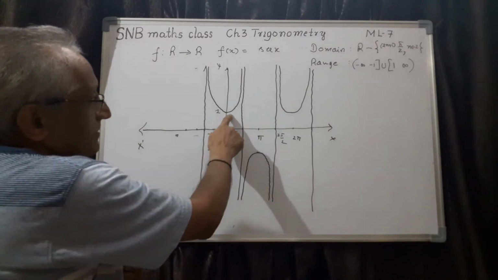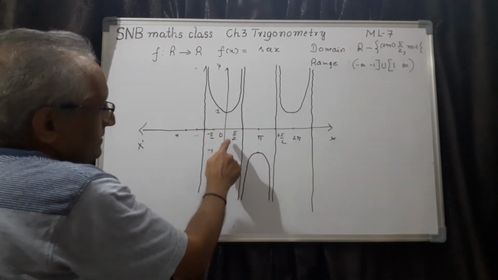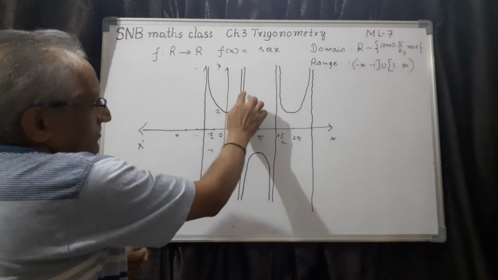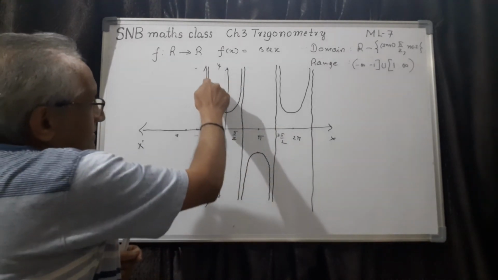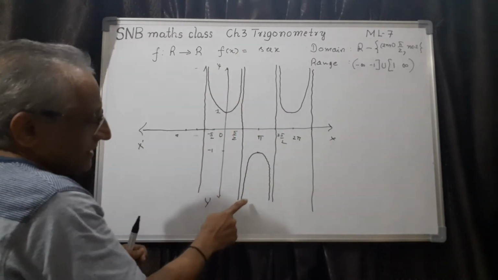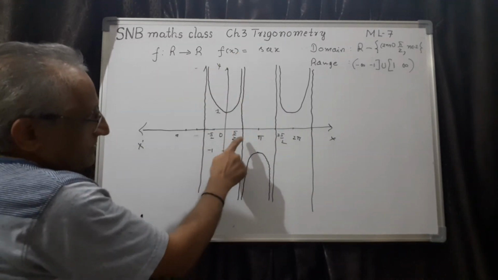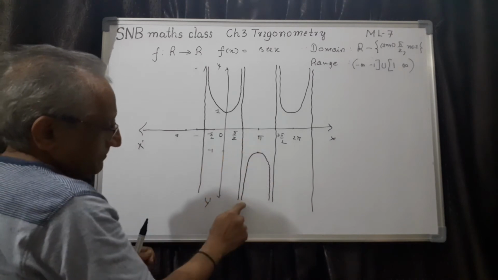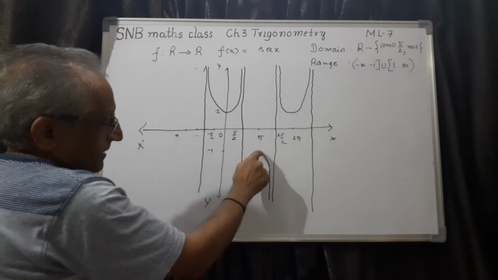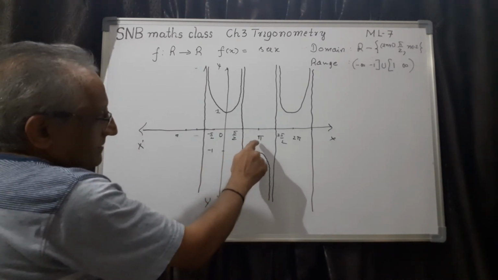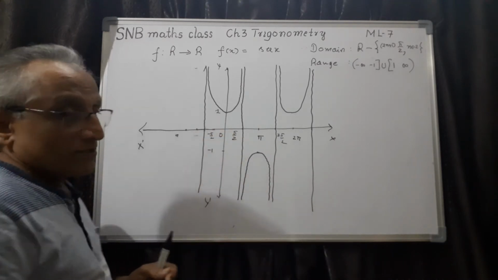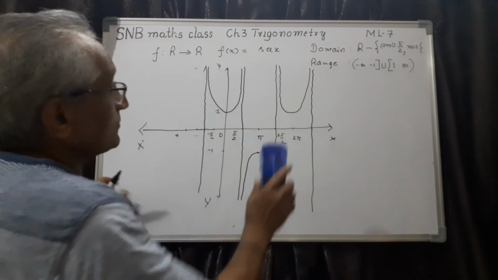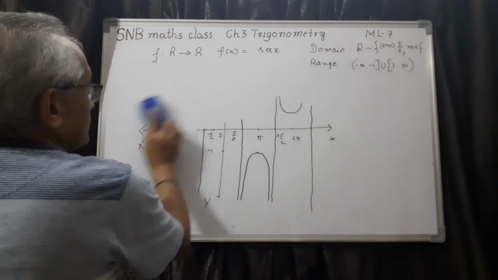Of course, it is increasing in the first quadrant, 0 to pi by 2 increasing. From minus pi by 2 to 0 it is decreasing, first decreasing then increasing. And if you take this branch, pi by 2 to pi, it is increasing, then pi to 3 pi by 2 decreasing. So this is the nature. So this is sufficient. So we have completed secant x and cosecant x.